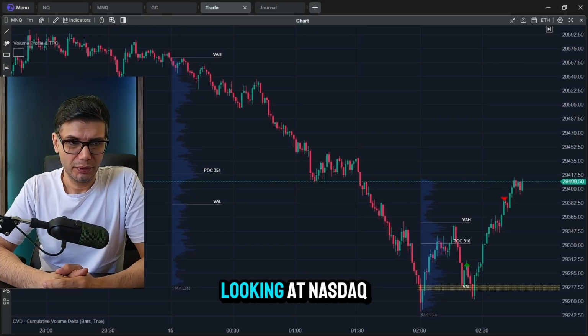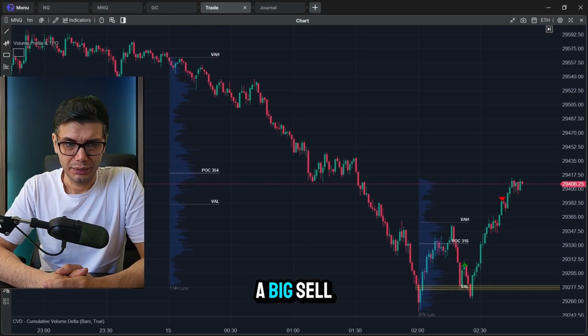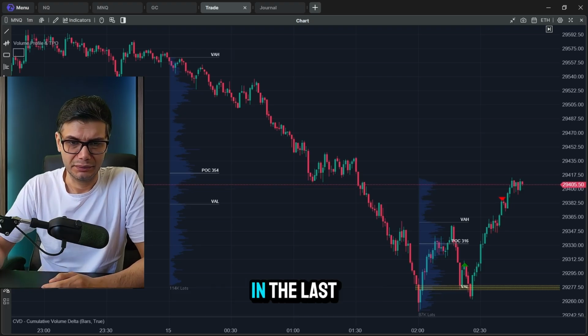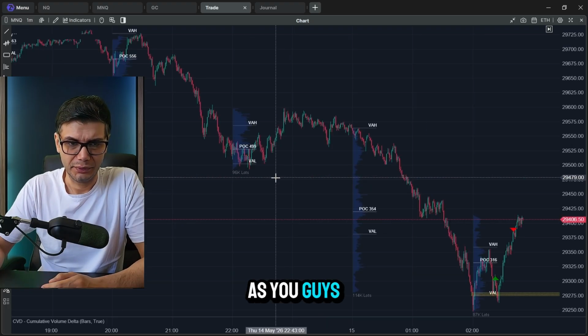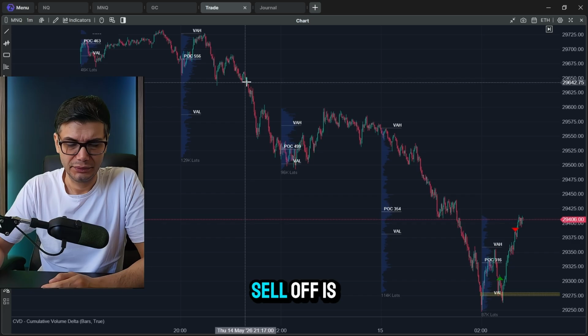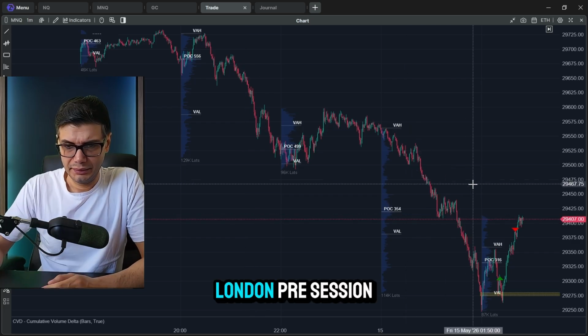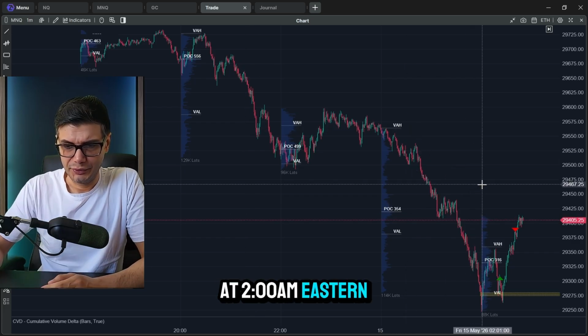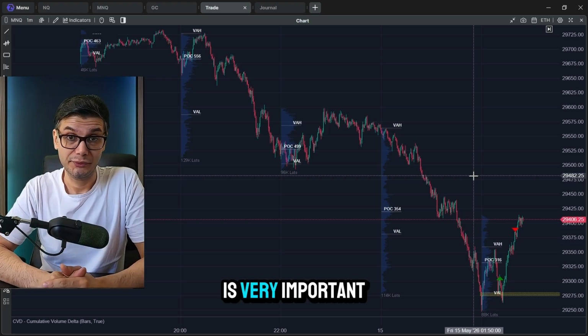So over here, we're looking at NASDAQ micro. A big sell-off was happening in the last few hours. As you guys can see in the chart, the sell-off is intense. London pre-session, 2 a.m. Eastern time. The time factor is very important here.